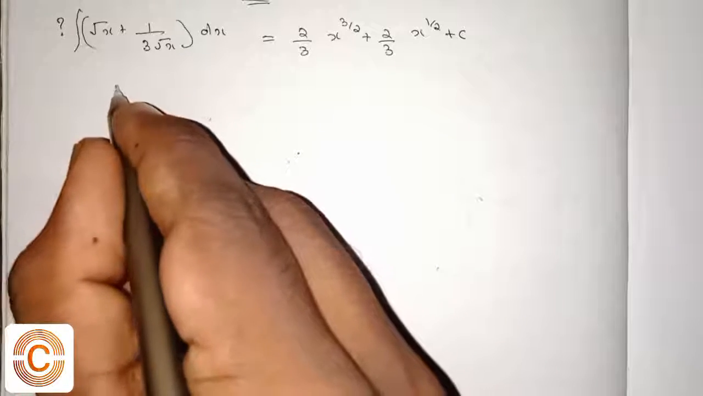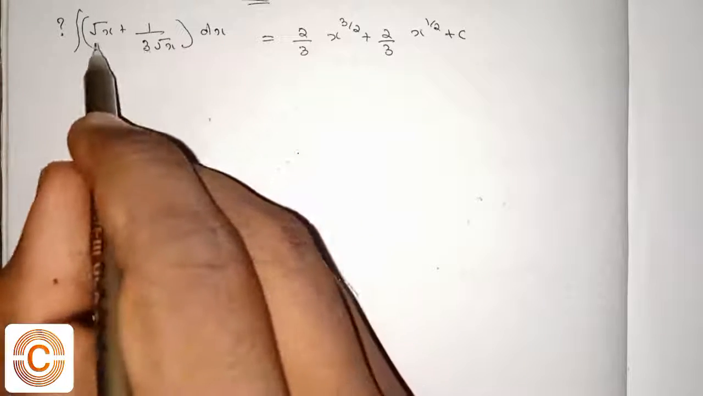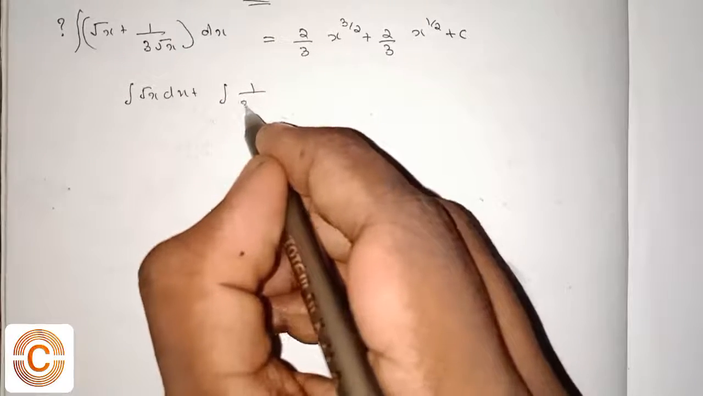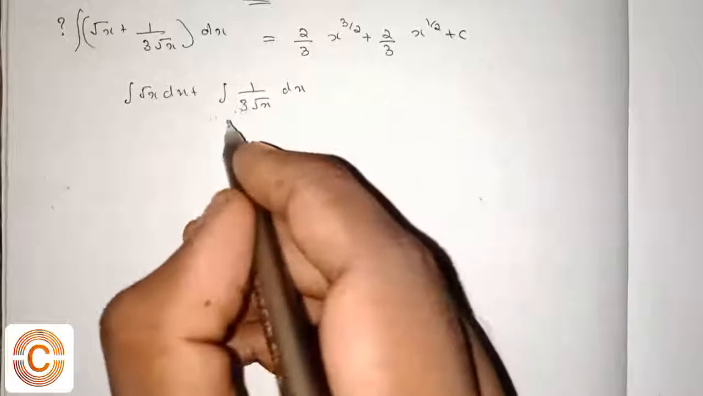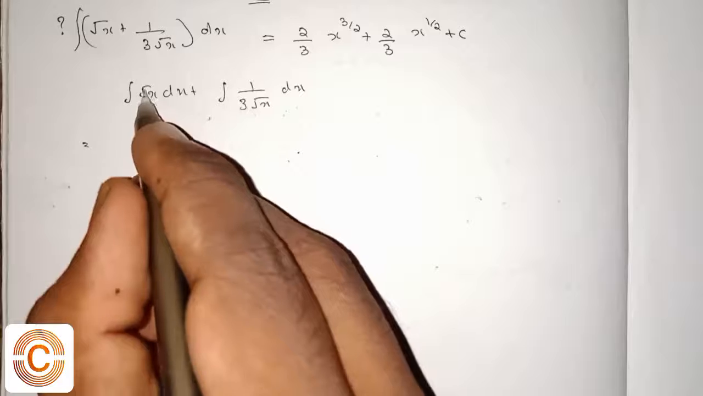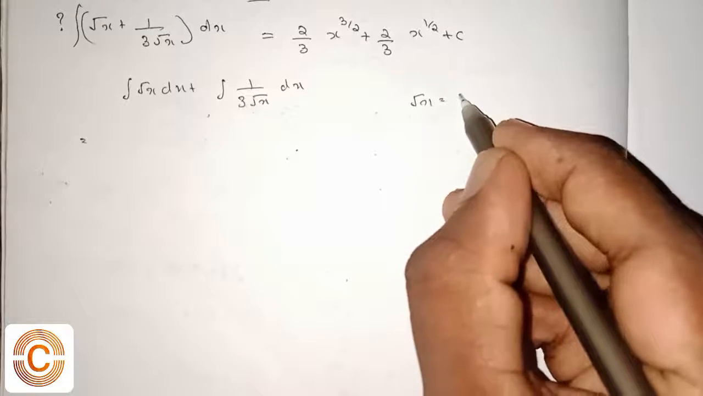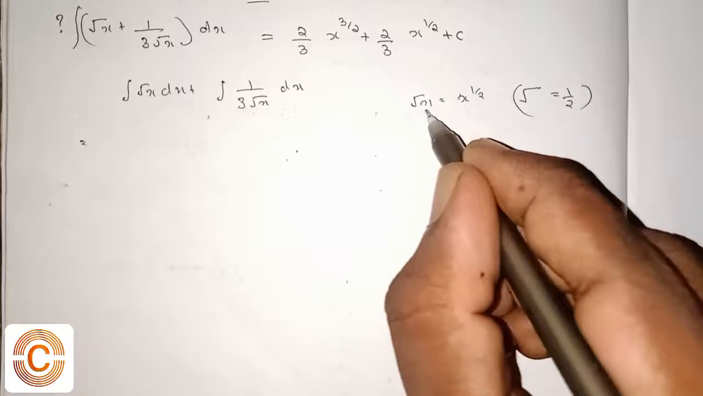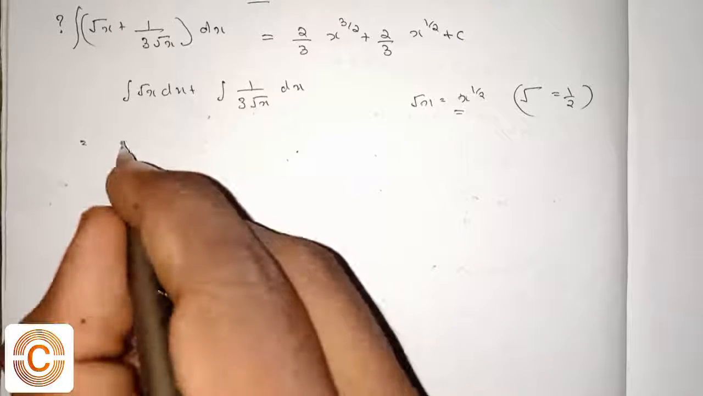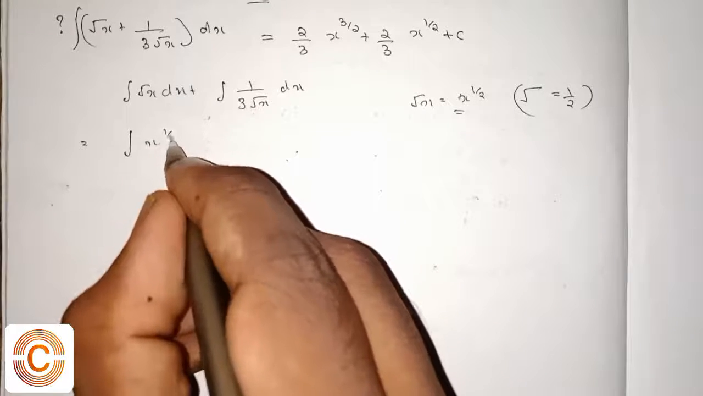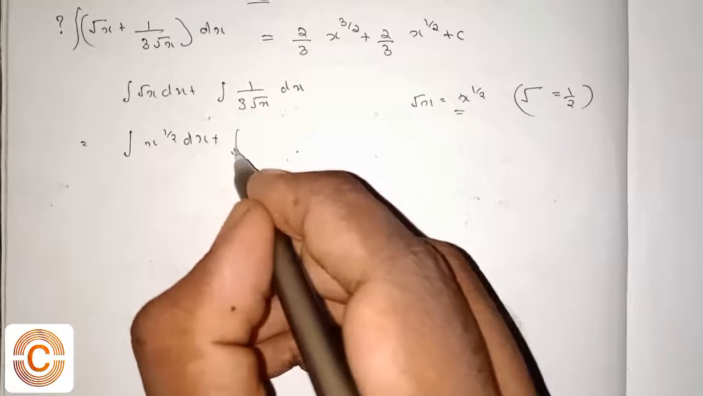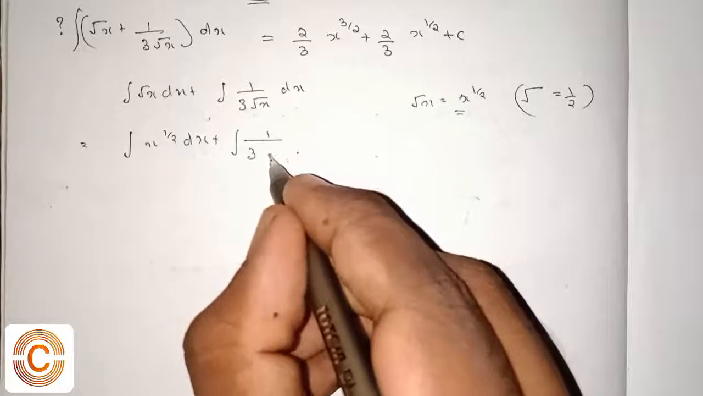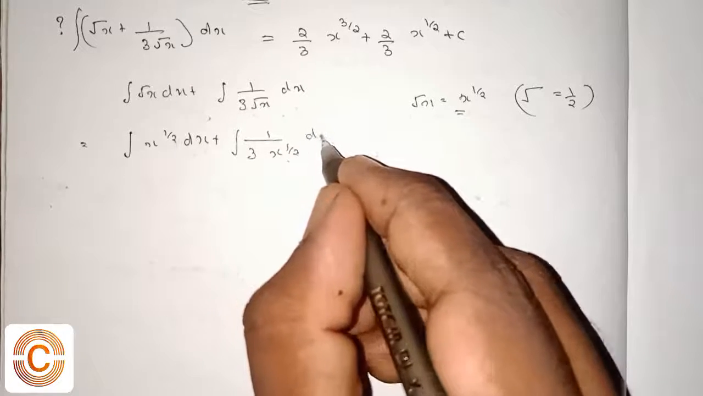So let's prove it. That is integral of, open this bracket and apply the integral dx, that is integral of root x dx plus integral of 1 divided by 3 root x dx. Then in the next step, we can write the root x as x raised to 1 by 2. That is, we know that the value for root is 1 by 2. Therefore root x is equal to x raised to 1 by 2 here. So here it becomes integral of x raised to 1 by 2 dx plus integral of, same like that, we can replace the root x here, that is 1 divided by 3 into x raised to 1 by 2 dx.